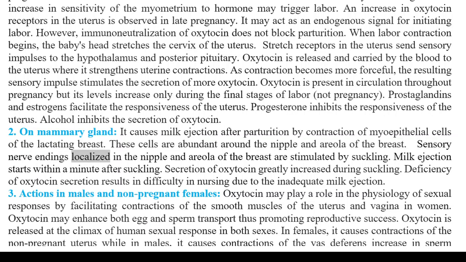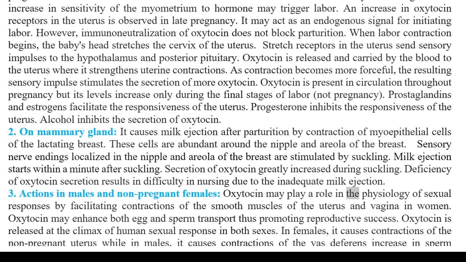Sensory nerve endings localized in the nipple and areola of the breast are stimulated by suckling. Milk ejection starts within a minute after suckling. Secretion of oxytocin is greatly increased during suckling. Deficiency of oxytocin secretion results in difficulty in nursing due to inadequate milk ejection. 3. Actions in males and non-pregnant females.